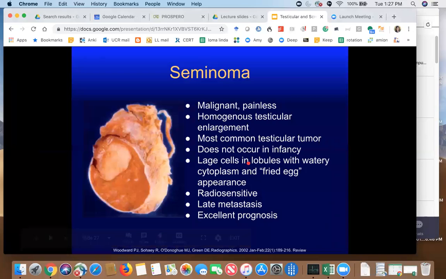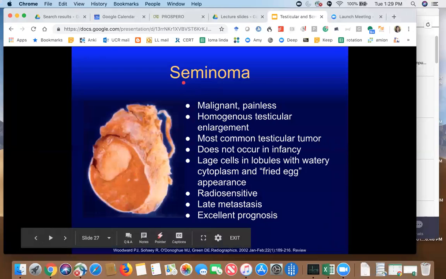Seminomas look like this. They're solid tumors, and they're intratesticular. So when we think about malignancy, we categorize it into two broad categories. Is it intratesticular or extratesticular? If it's an intratesticular lesion, it's usually malignant. If it's extratesticular, in general, we think it's benign. So seminomas, non-seminomas, all of those masses and lesions are intratesticular.